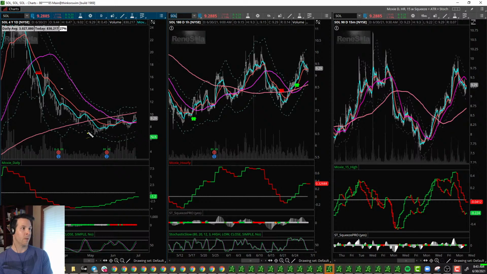So SOL, there's that double bottom. We're seeing some positive divergence. And then same thing here as CCIV. We got price over the hourly 50, but now we're trying to pull back to the hourly 50. That's a lot of what I'm seeing.